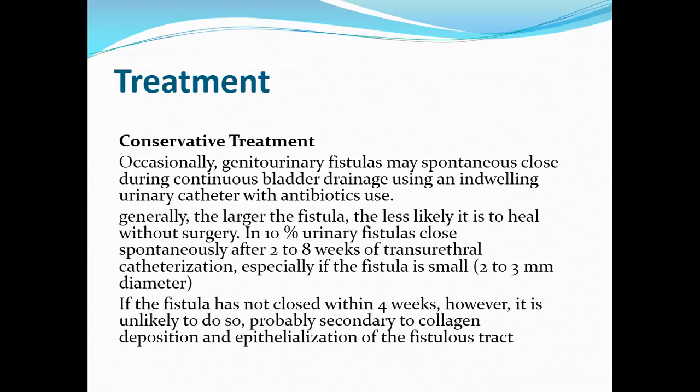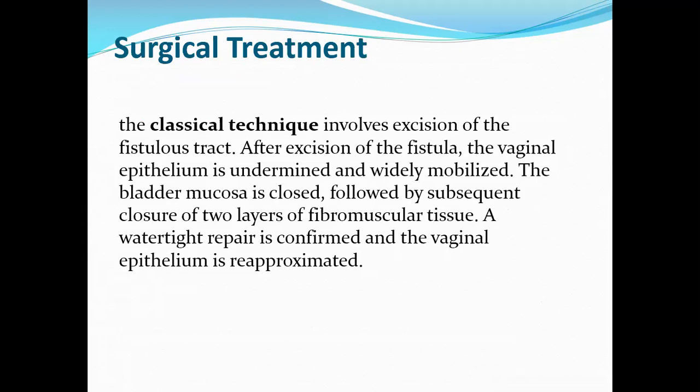So after I assess the patient, if she will not respond to conservative treatment, she may need surgery. The classical surgical technique is that through the vagina, I excise the fistula tract, having identified the location of the fistula. Then after excision, I suture the bladder. Then I put two layers of fibromuscular tissue in between. And then I close the vaginal tissue.